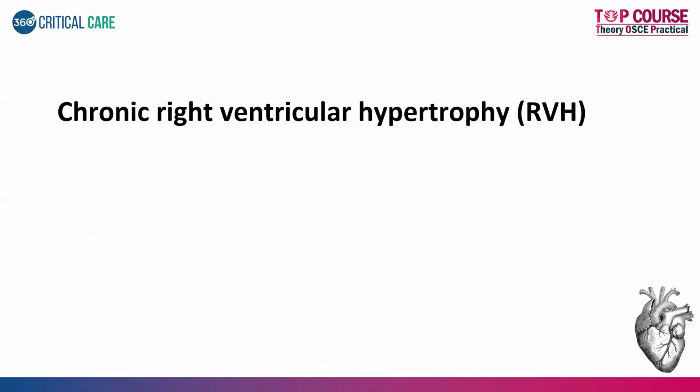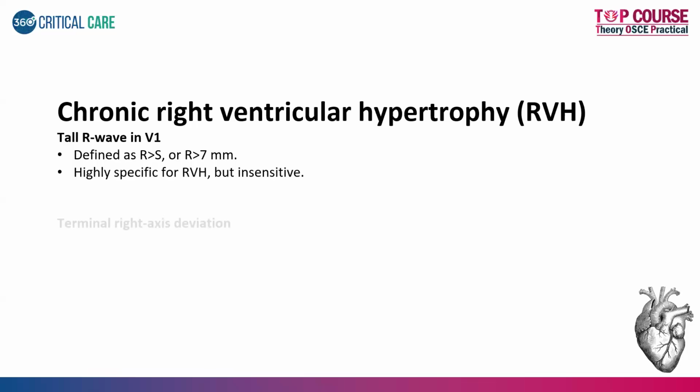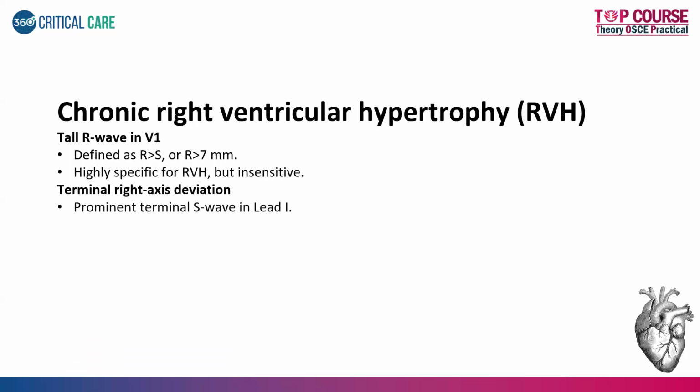So what are the ECG changes which are seen in chronic right ventricular hypertrophy? The R wave is tall in V1, which is usually defined as R more than S, or R being more than 7 millimeters, highly specific for RVH. The terminal right axis deviation is seen, which is associated with an S wave in lead 1. And what I mentioned earlier, that is V6, where usually the S wave is absent.